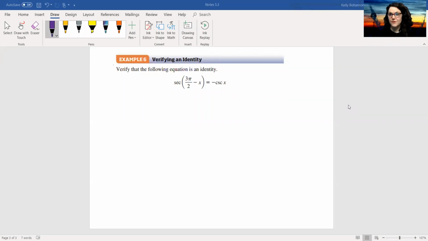All right, this is example 6 from 5.3. It's the last example from this section. You may notice that I skipped example 5.